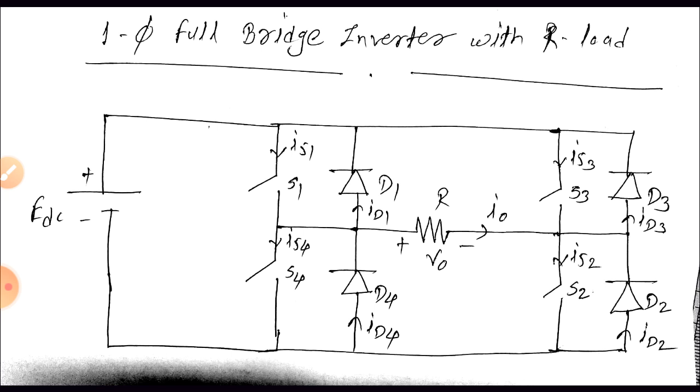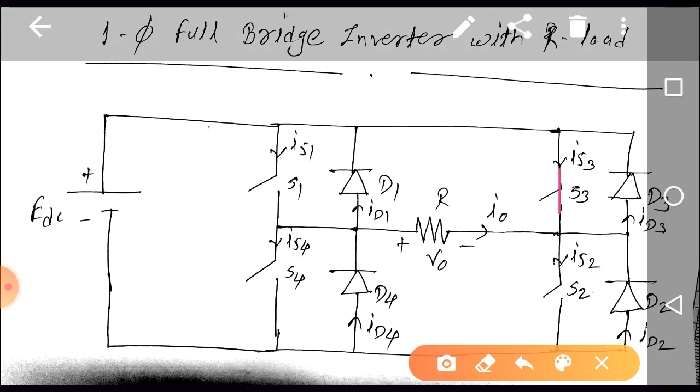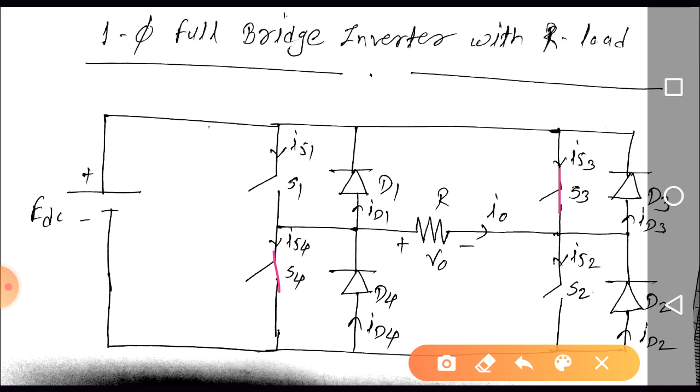At T by 2, switches S3 and S4 are turned on. So current will flow from EDC through S3, the load, S4 and back to the EDC. Now if you check, the direction of the current flowing through the load is from right to left, so the current is negative now. When S1 and S2 are on, the current is from left to right.